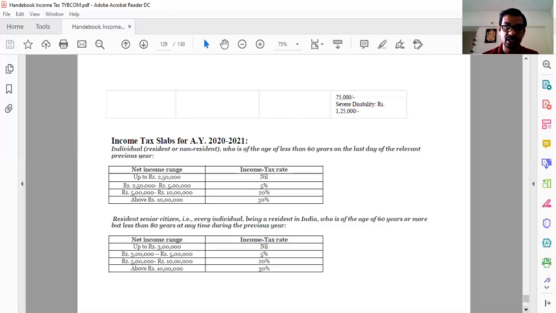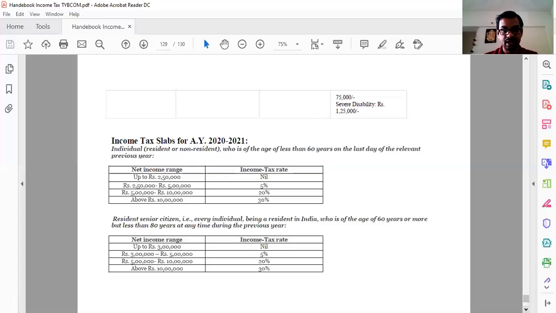The next is for the resident senior citizen, that is every individual being a resident of India who is of the age of 60 years or more, but less than 80 years at any time during the previous year. So this is the slab applicable for the senior citizen whose age is more than 60 years but less than 80 years. For them, the slab is up to rupees 3 lakhs nil, rupees 3 lakhs to rupees 5 lakhs 5%, rupees 5 lakhs to rupees 10 lakhs 20%, and above rupees 10 lakhs it is 30%. So it is the slab for individuals who are more than 60 years of age but less than 80 years of age, the senior citizens.